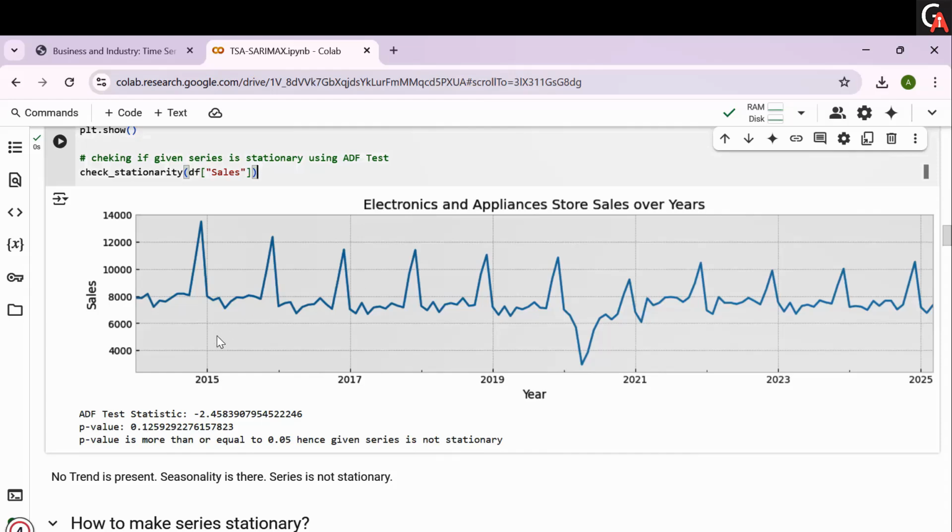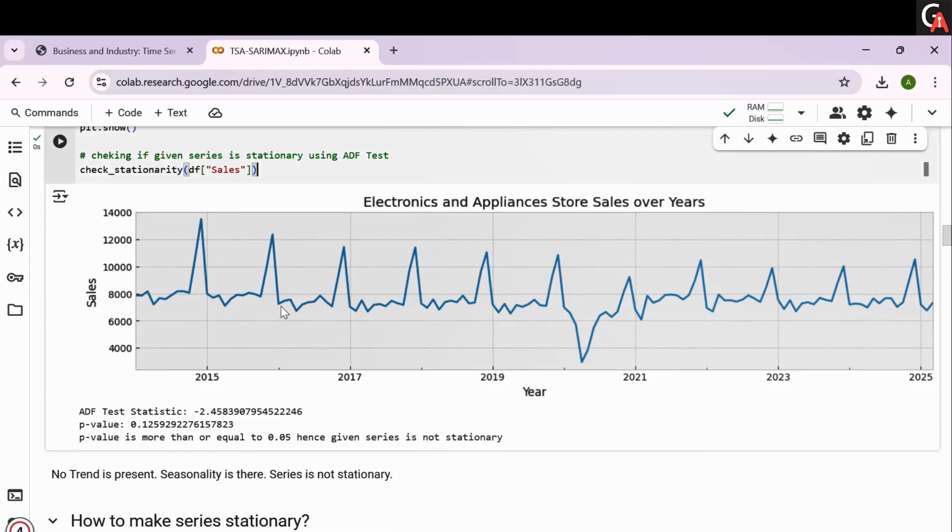But it is seasonal. Why? Because at every year end, the cells are at their peak, and that's the reason the same pattern is repeating over and over across years, except for the year 2020, which is likely due to COVID. Now, our ADF test has told us that the p-value is greater than or equal to 0.05. Hence, the given series is not stationary. Can you see visually whether this series is stationary? No, because the mean and variance are not constant with respect to time, and hence this is not a stationary series.